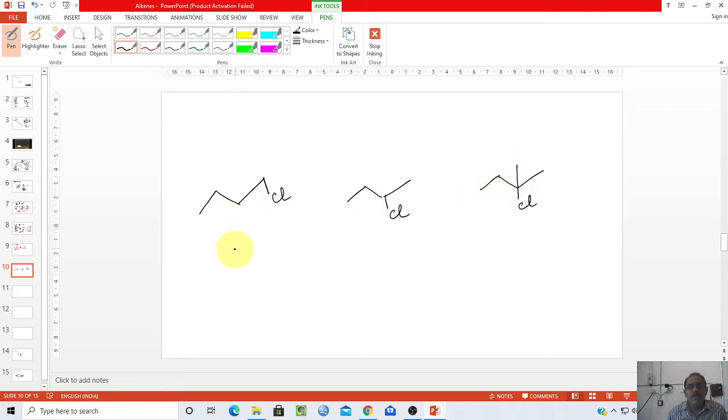So this is, as we said, 1-chlorobutane, with chlorine attached, as we have seen for alcohols. This one is 2-chlorobutane, and this one is 2-methyl-2-chlorobutane.